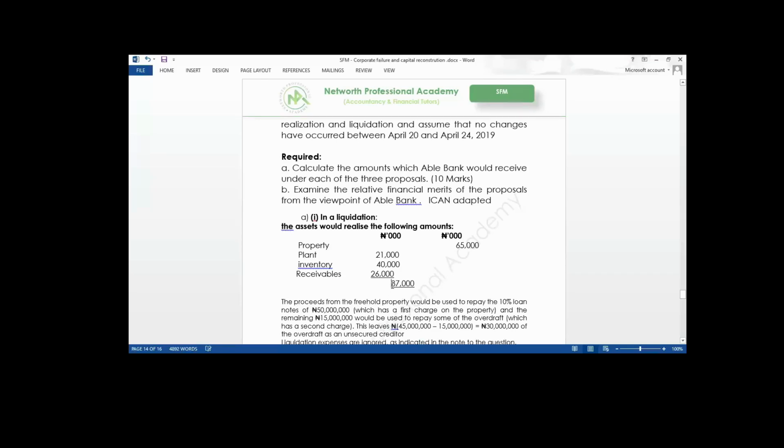I've separated freehold property proceeds from other proceeds. And I asked, what is the reason for this separation? Why am I asking this question?